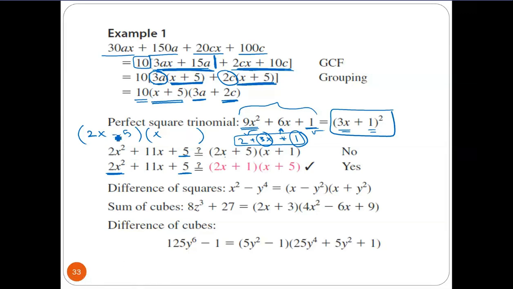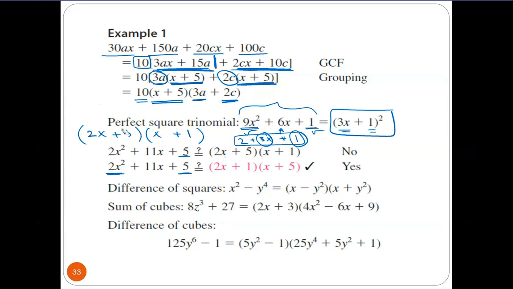If we put here 5 and here 1, try now. 2x multiplied by x, we have 2x squared. 2x multiplied by 1, we have 2x. 5 multiplied by x, 5x. 5 multiplied by 1, 5. So we have 2x squared plus 7x plus 5. So this is incorrect.